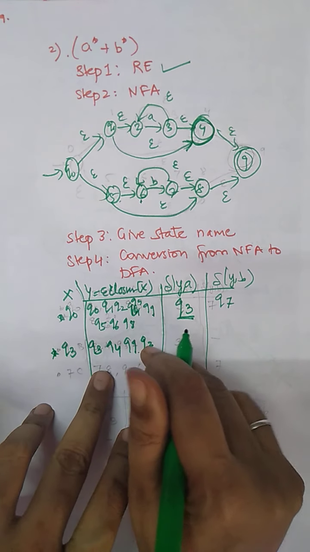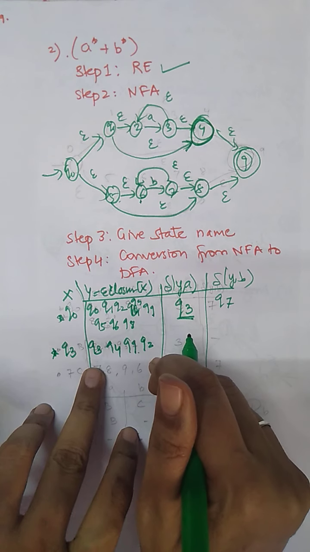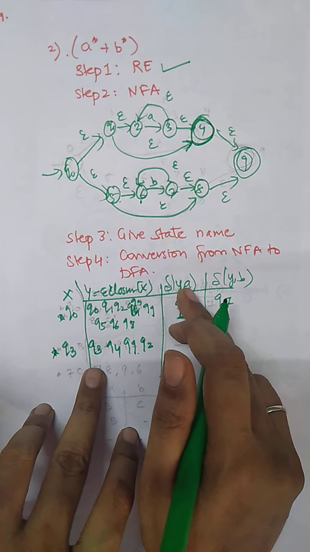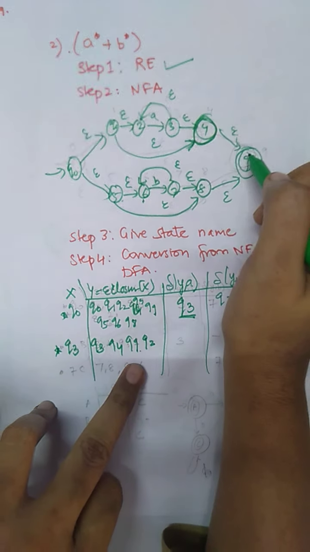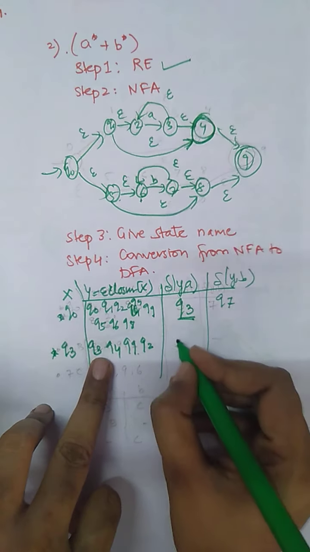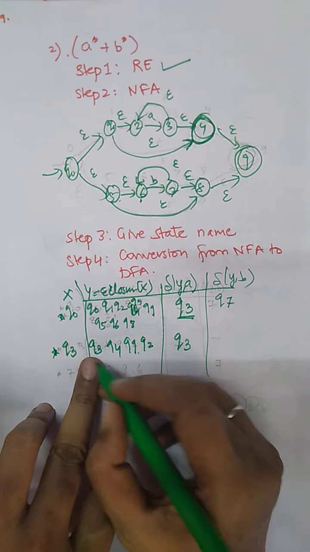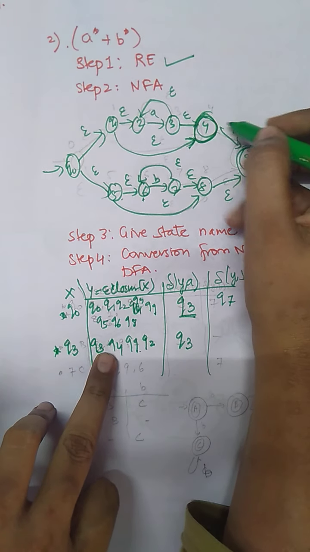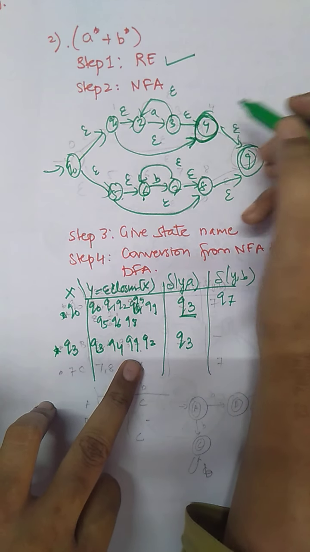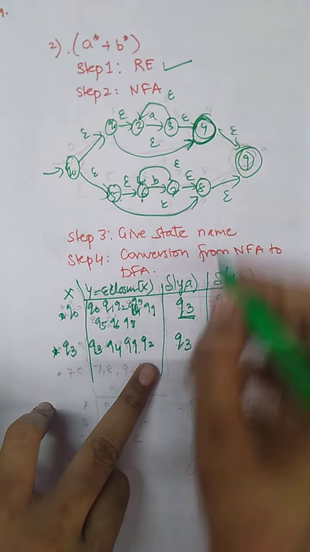Now this will become Y. From Y on A, Q3 on A nothing, Q4 on A nothing, Q9 on A nothing, but Q2 on A is going to Q3. Now again this is Y on B we have to consider. So Q3 on B nothing, Q4 on B nothing, Q9 on B nothing, and Q2 on B also nothing.